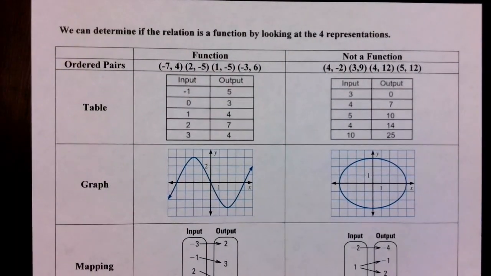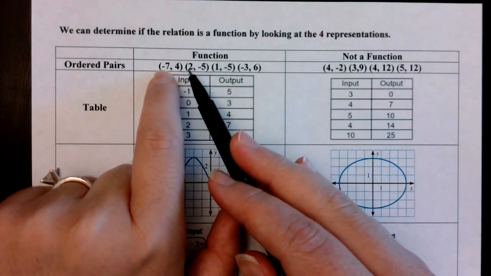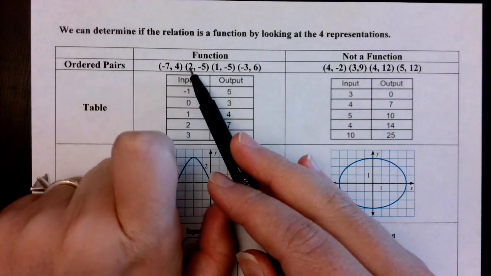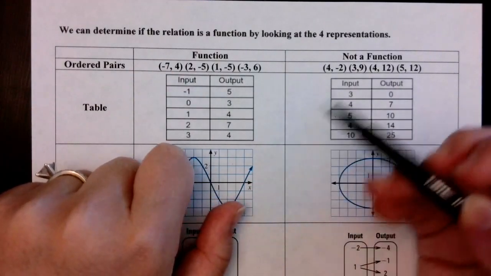In this section, we're going to determine whether a relation is a function or not. So we know it's a function if for every x there is only one y, and x cannot have more than one y go to it. So we can look at our first set, ordered pairs. It is a function because for all our x's, we have -7, 2, 1, and -3. None of them repeat, so we know it's going to be a function.